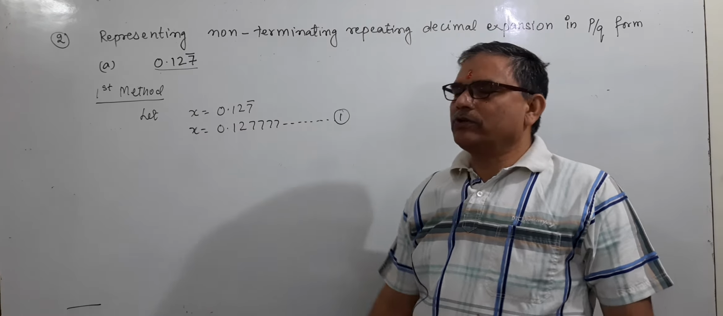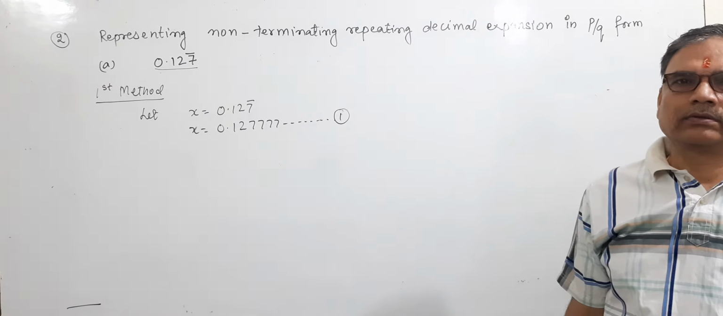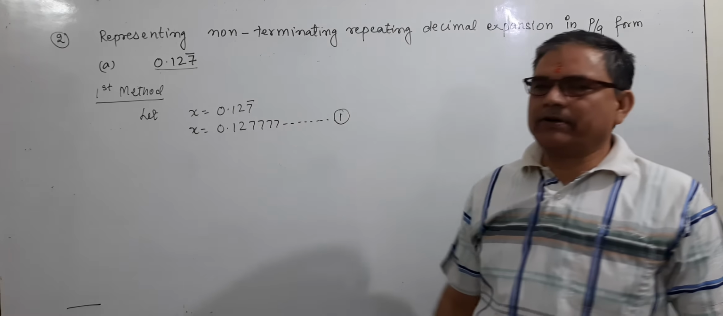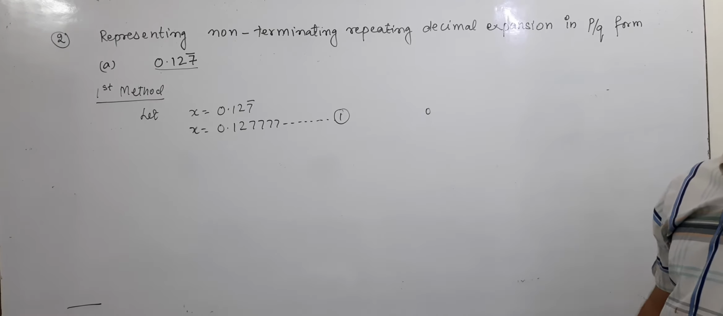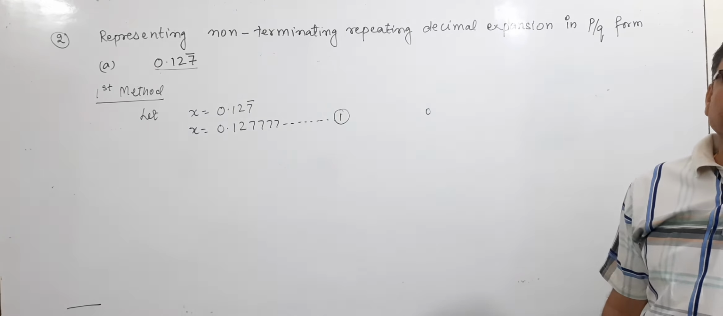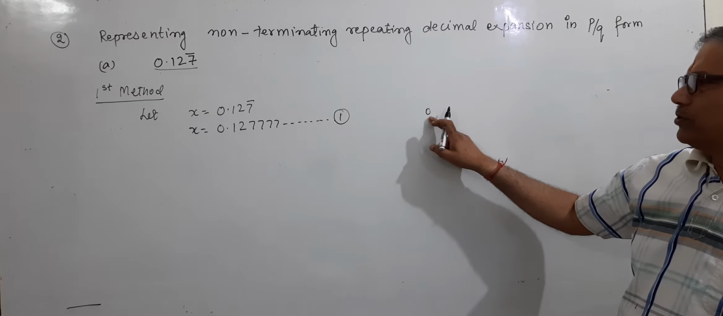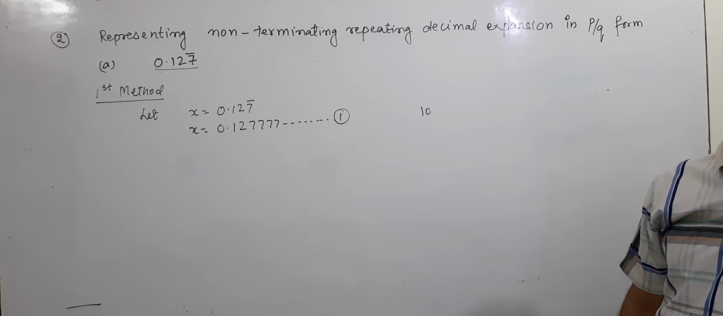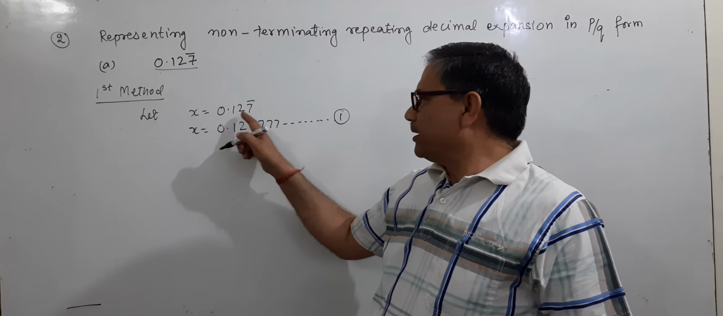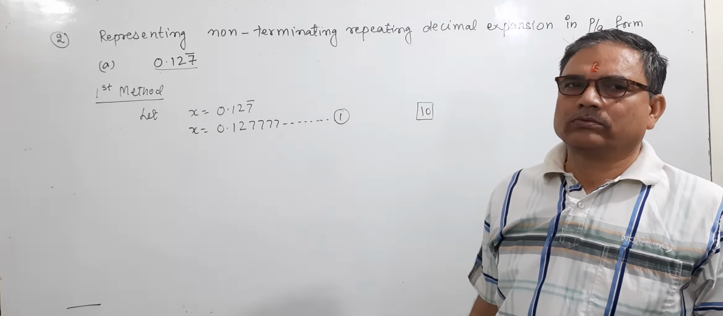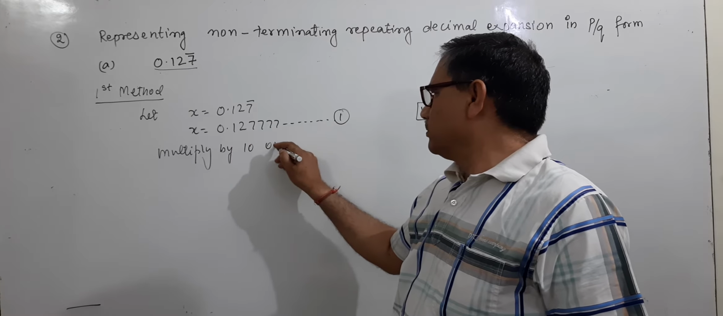In the previous video I told you that you have to check how many digits are repeated after the decimal. Here only one digit, 7, is repeated. Then I told you to put a number of 0s equal to the number of digits repeated. Here only one digit 7 is repeated, therefore I put only one 0, and after that we place 1, which means the number is 10. So we have to multiply by 10 on both sides.